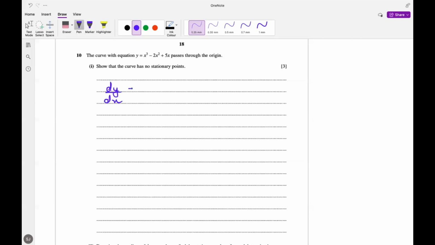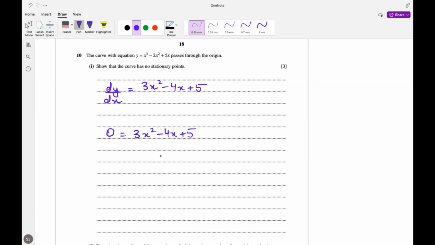So the dy/dx will become 3x squared minus 4x plus 5. We'll put dy/dx equal to 0. So this will become 0 is equal to 3x squared minus 4x plus 5. Now, to show that the curve has no stationary points, we have to show that there are no values of x for which this dy/dx will be equal to 0.